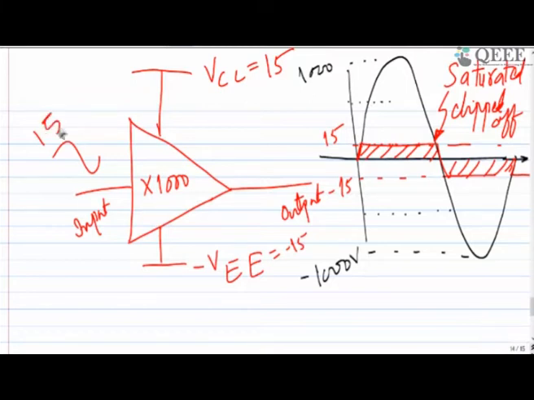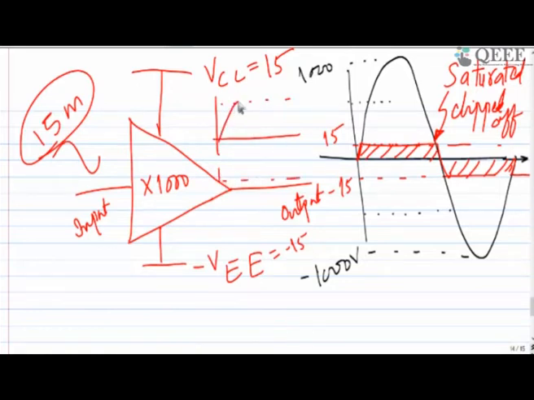If I am applying 15 millivolt, still it's small, because your output will reach plus 15 and minus 15 exactly without disturbing your sine wave, without saturating or clipping off. If this is happening, then it's a small signal. If not, then it's a large signal. And it all depends on the gain of the amplifier. If I change the gain, the small signal value and the large signal value will change.